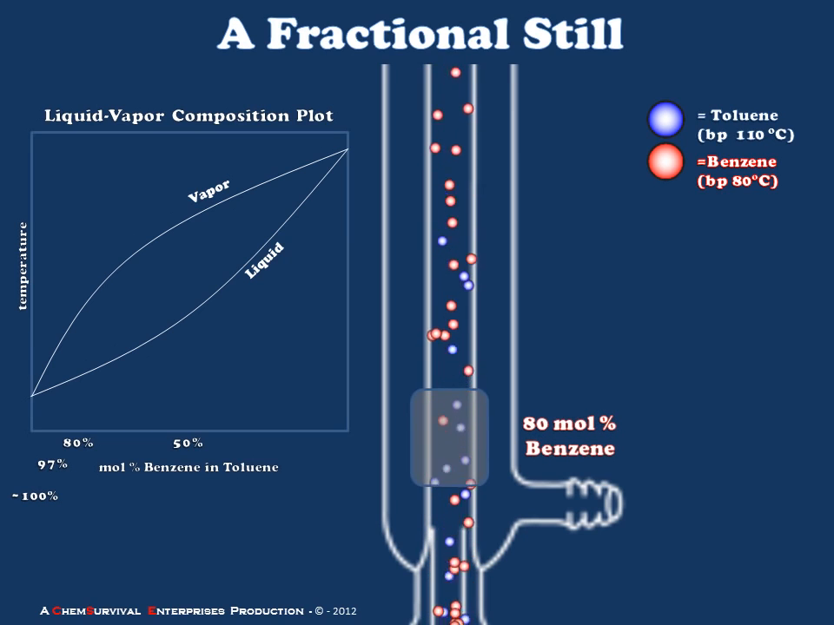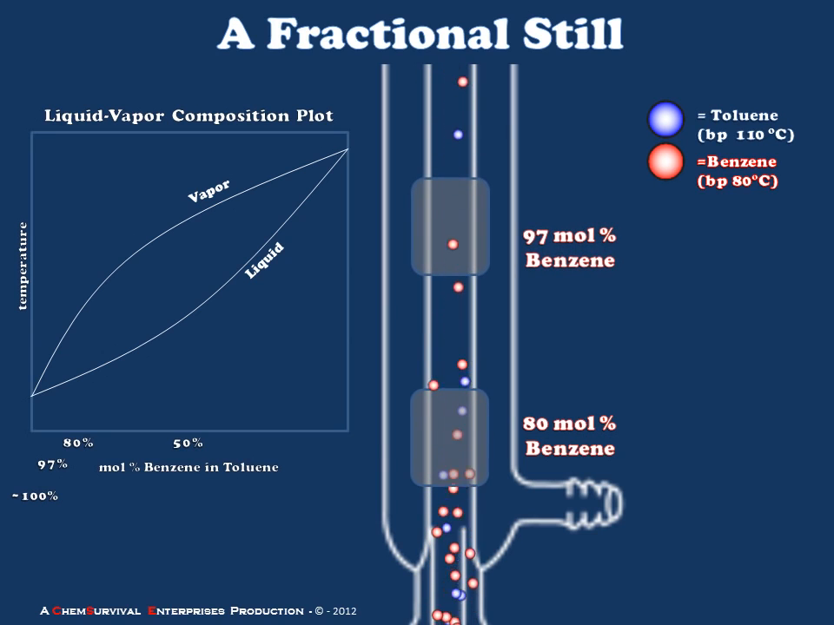So we expect that near the boiling flask we'll find a region in which the composition of the material is about 80 mole percent benzene. Moving higher up along the column, we find a region where we have about 97 mole percent benzene. So if we were to divert the vapor at this point into a condenser and collect it, we would have a distillate of about 97 mole percent benzene.